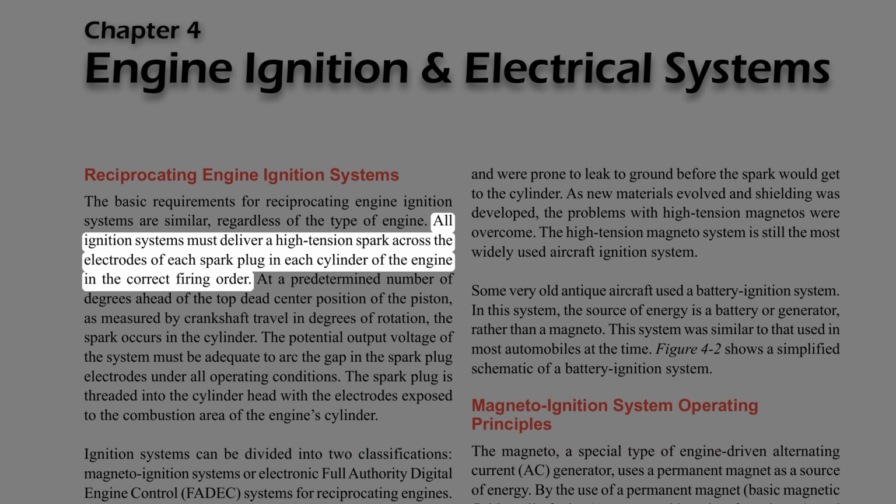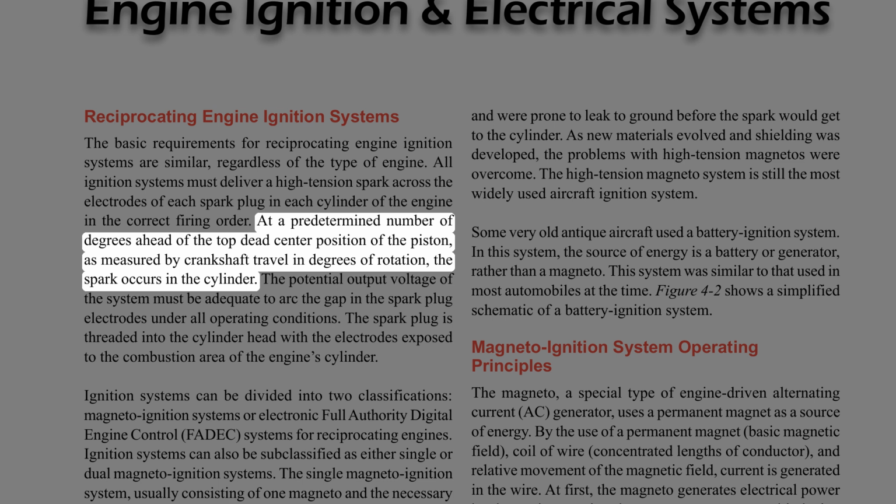All ignition systems must deliver a high-tension spark across the electrodes of each spark plug in each cylinder of the engine in the correct firing order. At a predetermined number of degrees ahead of the top dead center position of the piston, as measured by crankshaft travel in degrees of rotation, the spark occurs in the cylinder.